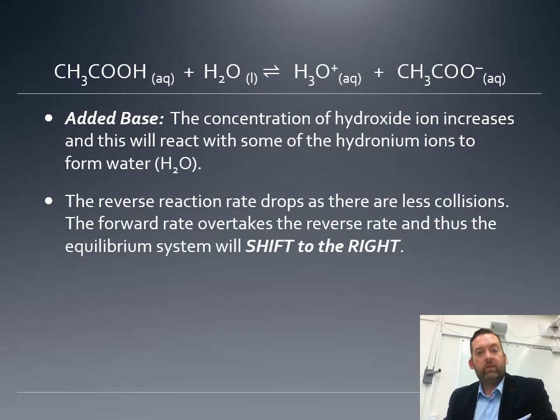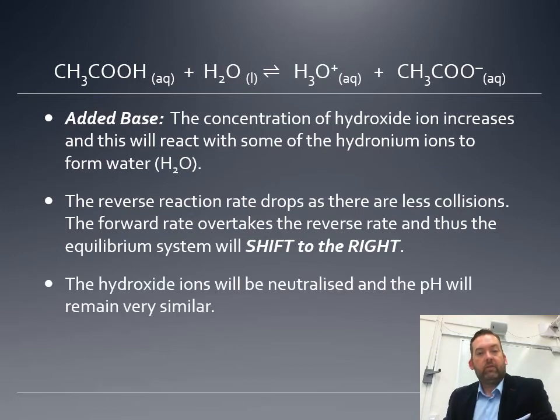Thus, the reverse reaction rate drops because there's less collisions between particles on that side of the equation. The forward reaction, which is unaffected, overtakes the reverse reaction and the equilibrium shifts to the right. The hydroxide ions that you added were neutralized by turning into water with hydronium and the pH remains very similar. So what we've got here is response to hydronium and response to hydroxide.